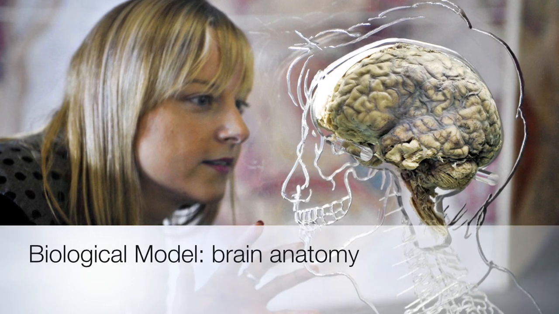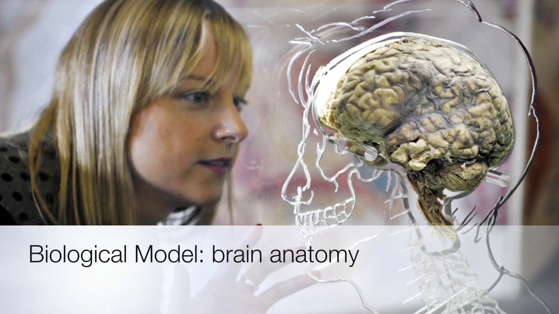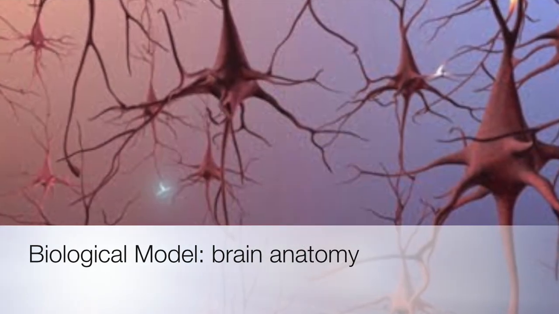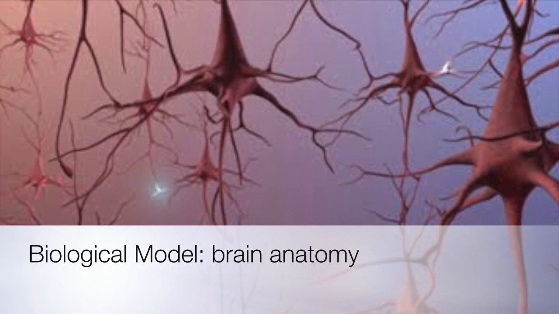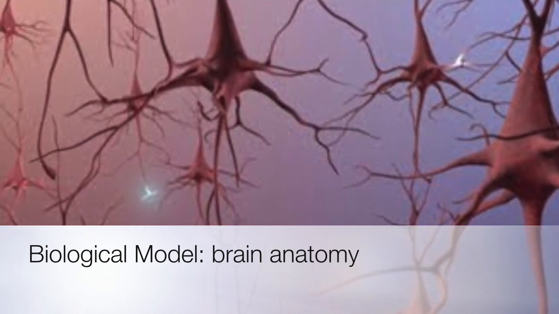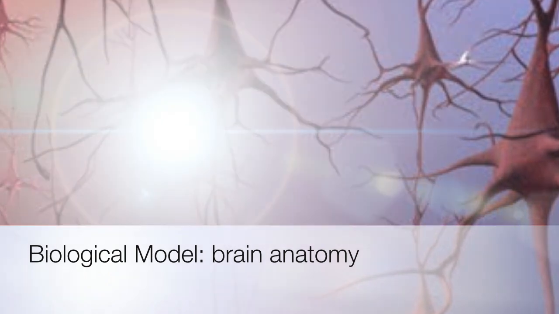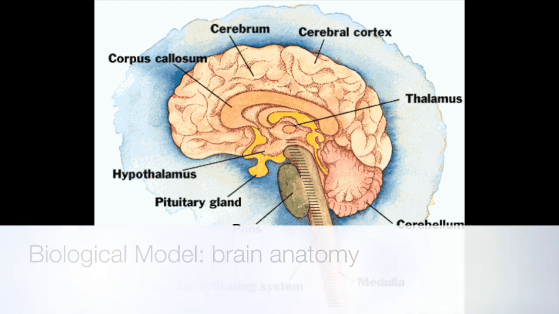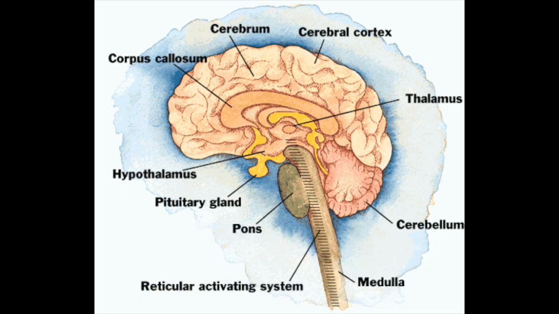How do biological theorists explain abnormal behavior? The first area of examination is brain anatomy. The brain is made up of approximately 100 billion nerve cells, called neurons, and thousands of billions of support cells, called glia. Within the brain, large groups of neurons form distinct brain regions. Clinical researchers have discovered connections between certain psychological disorders and problems in specific brain areas.